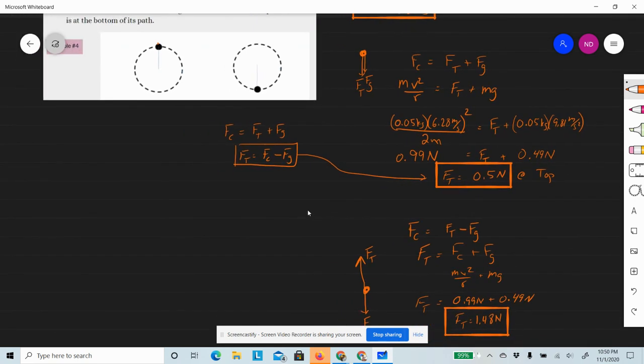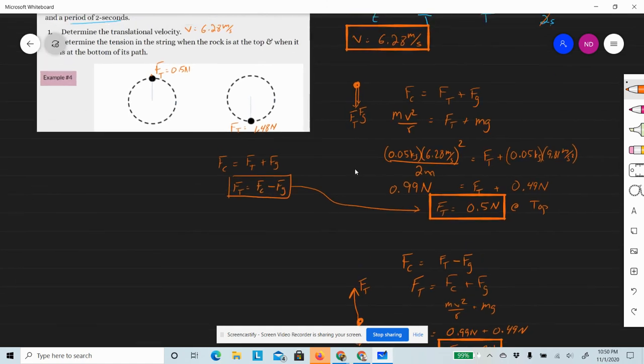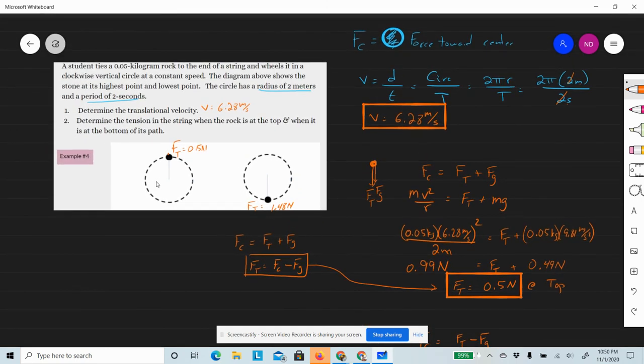So at the top, and at the bottom, it's a little different. That should be familiar to you if you've ever whirled something around. There's going to be more tension keeping it going in a circle at the bottom than at the top.